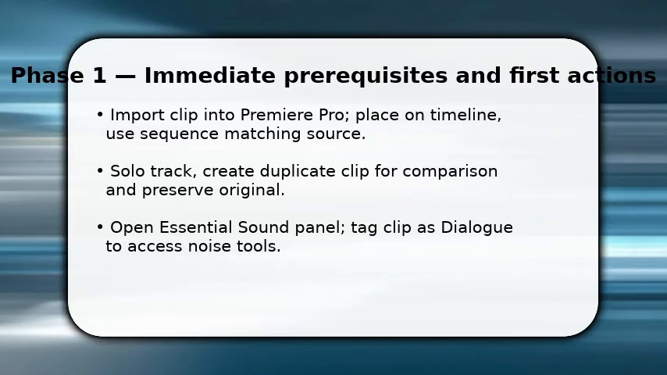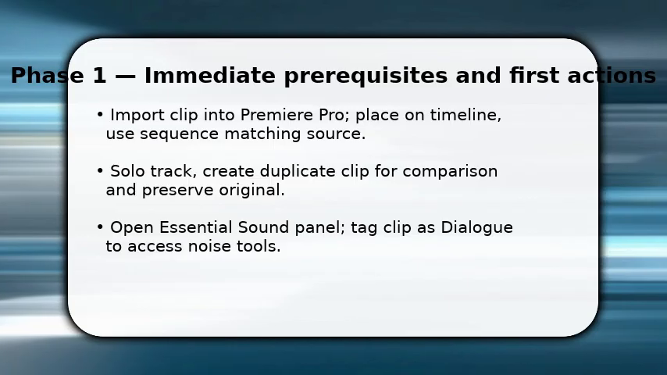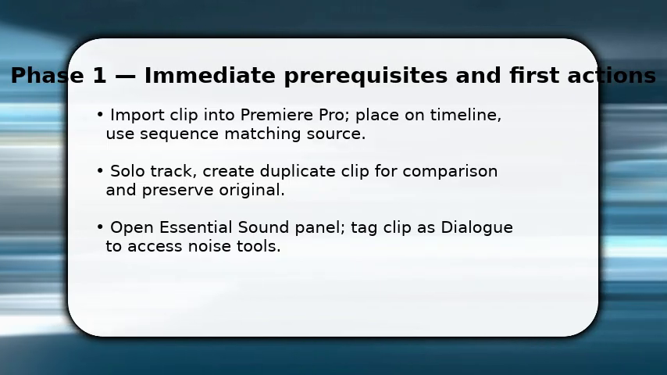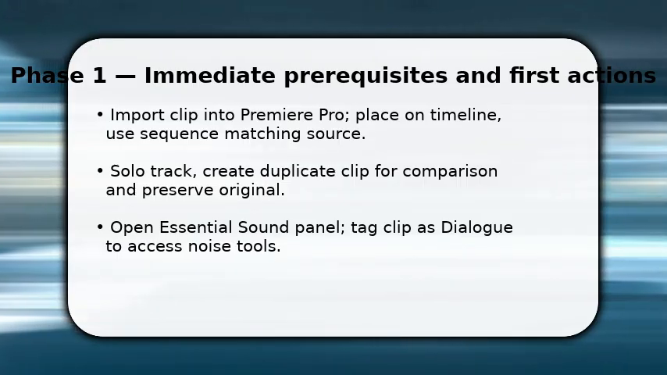Once done, select the duplicate and open the Essential Sound panel, then tag the clip as dialog to unlock noise reduction controls. Make sure to solo the track so you only hear that audio while you work, which helps you judge processing. This setup saves time and prevents accidental overprocessing later, and it lets you A/B the cleaned result against the raw file. Now apply the tools.